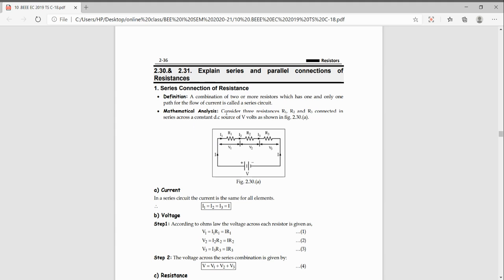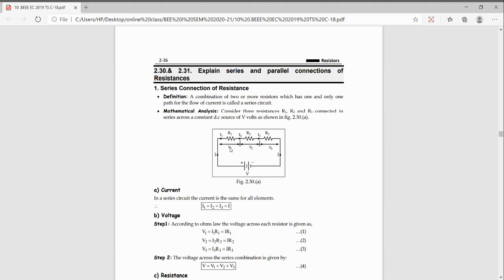And here, in a mathematical analysis, consider three resistors R1, R2, R3 connected in series across a constant DC voltage source as shown in the figure. If you observe in the figure, here we have to calculate the current. So first we will calculate the current.